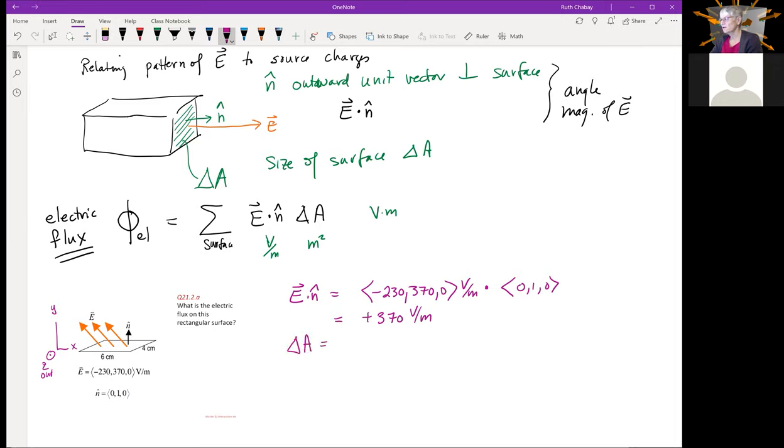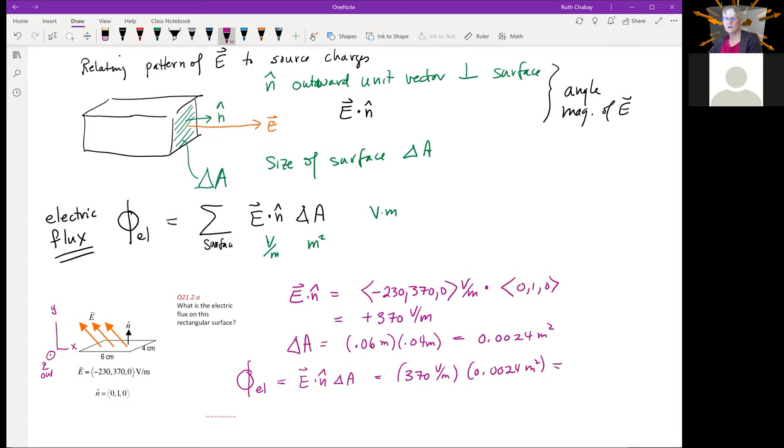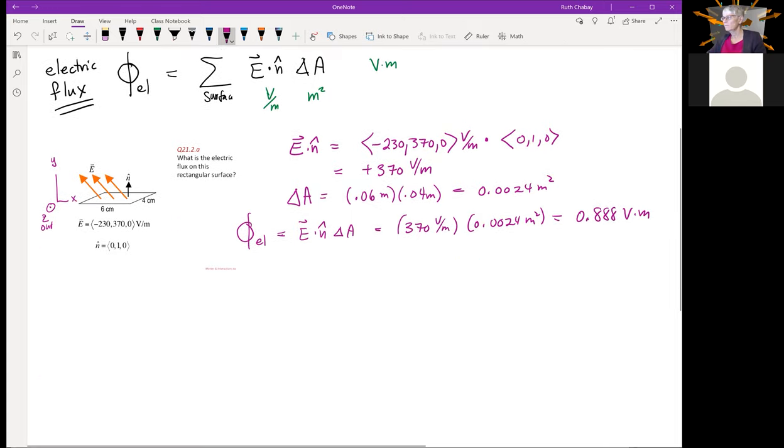And delta A is just the area of this little square, which, since that's 6 centimeters, would be 0.06 meters times 0.04 meters, which is 0.0024 meters squared, maybe. And so the electric flux, which is E dot n hat delta A, is going to be 370 volts per meter times 0.0024 meters squared. And that gives us something like 0.888 volt meters. So does that make sense?